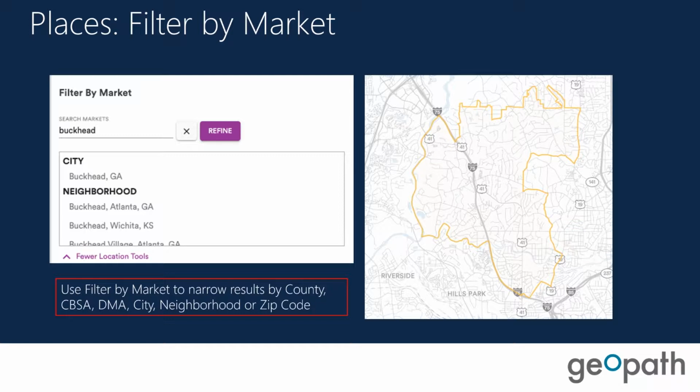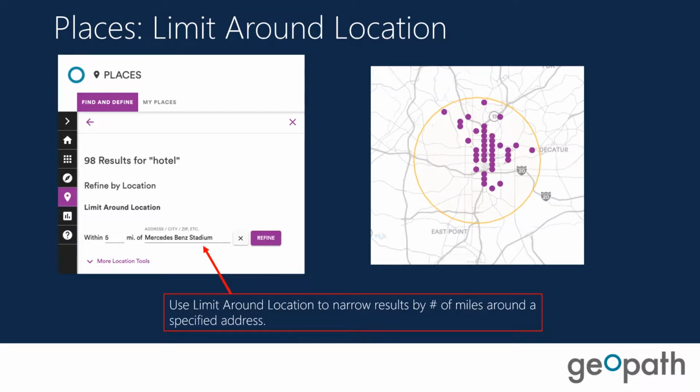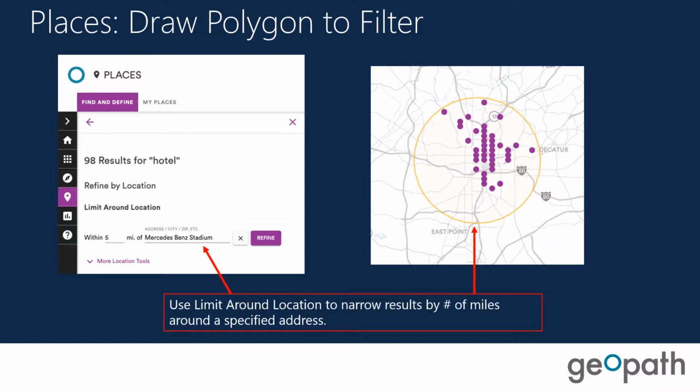And then also filter by market. Let's say you're looking at hotels and you want to filter for all the hotels, in this example, in Buckhead, in Atlanta. Another way to geographically limit around specific locations is to put in an address. You use limit to narrow results by miles around the specified address. So with this Mercedes-Benz Stadium, maybe I'm going there for a game and I want to know what hotels are around that area. So you can put in a radius around that.